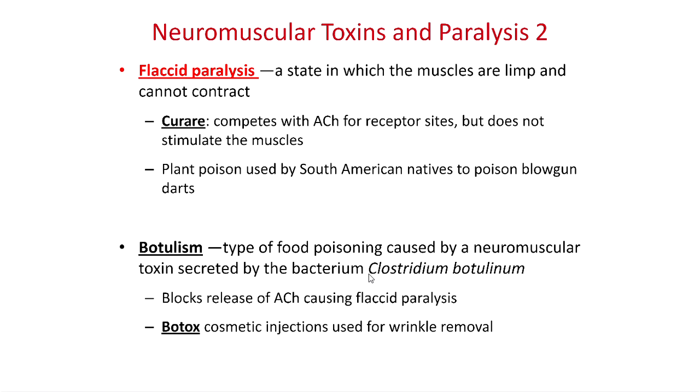Another kind of paralysis that we have is known as flaccid paralysis. So instead of paralysis associated with too many contractions, this is paralysis associated with no contractions. A common source of flaccid paralysis is curare. Curare is a molecule that will competitively compete with acetylcholine at the receptor sites. Curare will bind to acetylcholine receptors and not trigger the action potential on the skeletal muscle fibers.